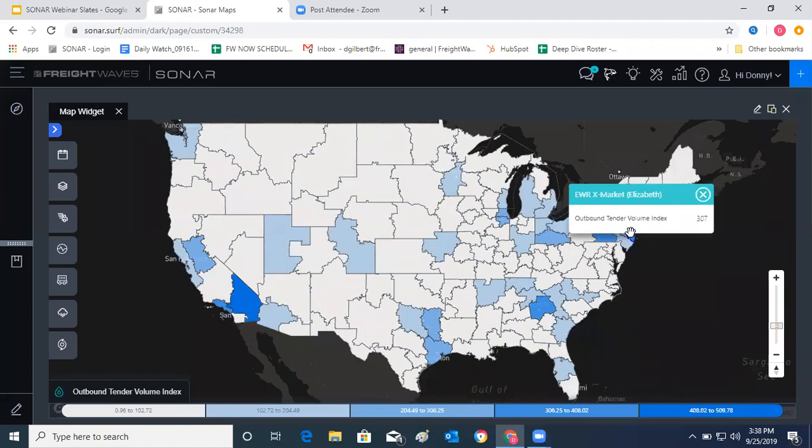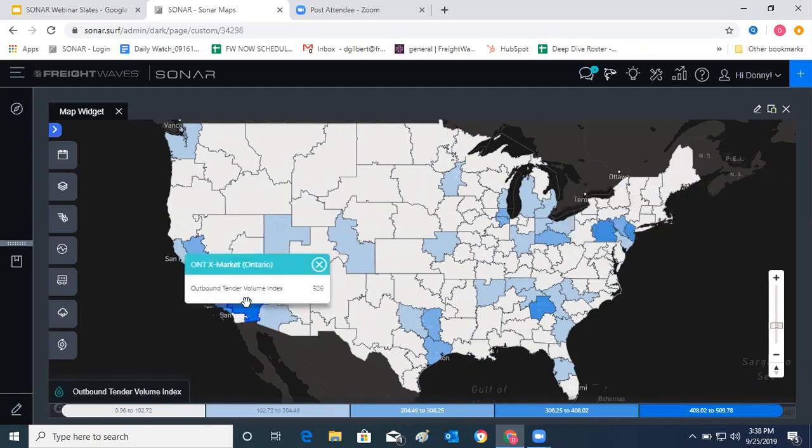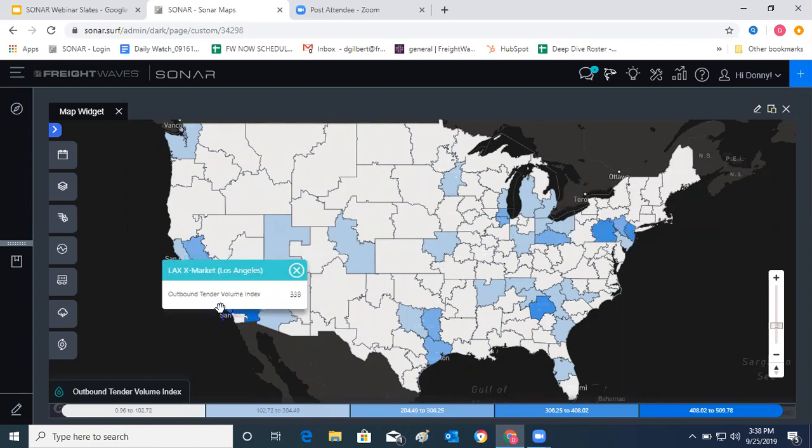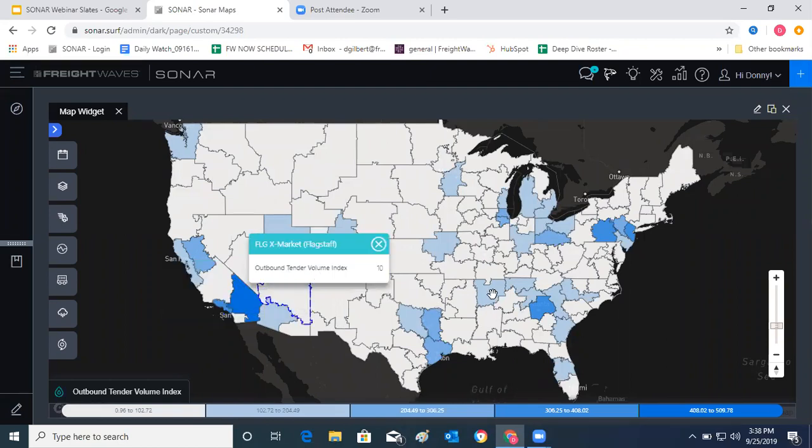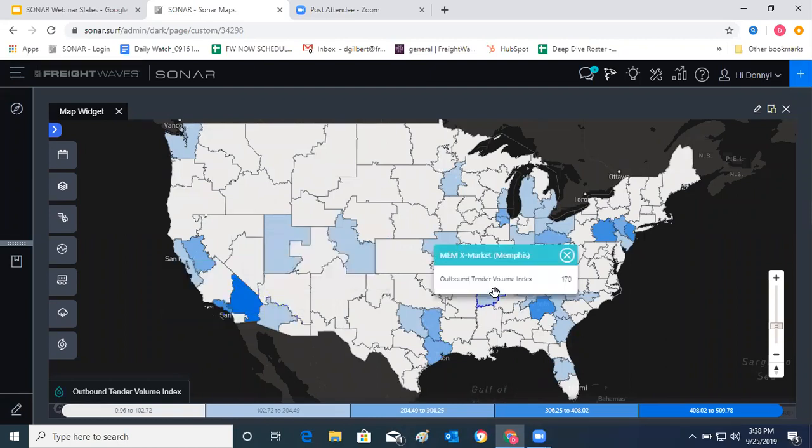And when you hover over it, you'll see that the Elizabeth market has 307 index points, which is a fairly big market. I believe Ontario is our largest, and it has 509 index points. LAX is one of the top markets with 338. So right now, the Elizabeth, New Jersey market is almost as big as the LAX market, which gives you some kind of information. Memphis here is 170. So it's about half the size, a little bit less than half the size of our Ontario market.